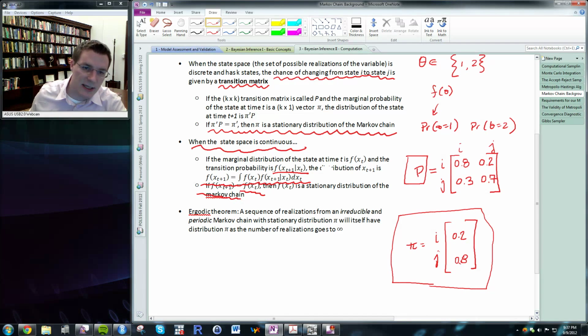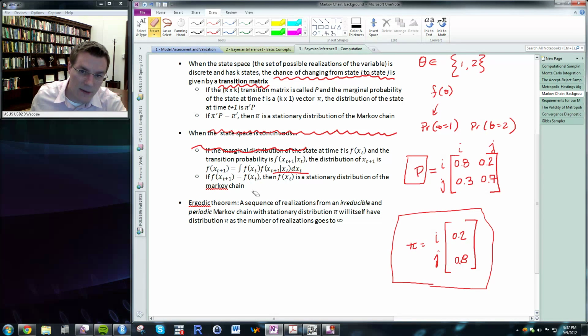If these two densities look like each other, then we have a stationary distribution of the Markov chain. In other words, if the density f of x is the same at every time, we have a stationary density of the Markov chain. The only thing we've done is replace the discrete probabilities we were talking about before with continuous densities, f of xt, and transition probabilities that are themselves conditional densities, so f of xt plus 1 given xt.